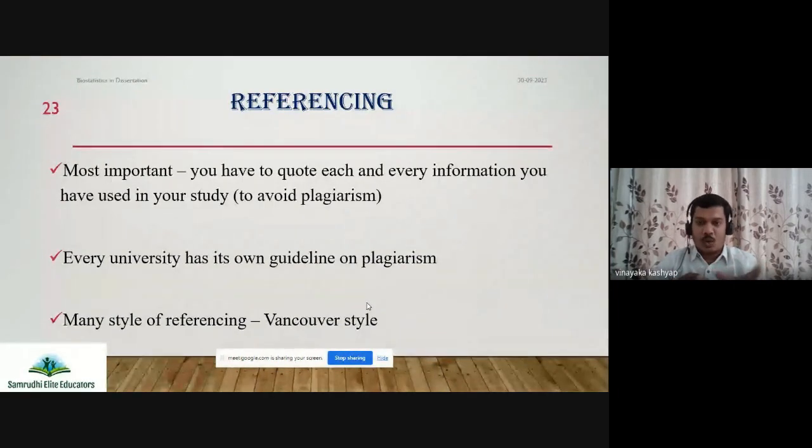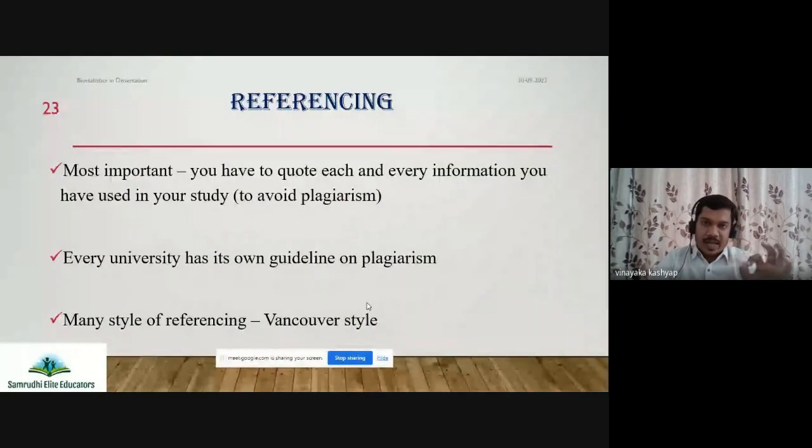Usually 10% is allowed or 15% is allowed, like this. But usually the maximum limit is 15% as far as I know. And if the plagiarism is less, then the quality of your study is more. So that is the reason why you're supposed to quote each and every particular piece of information that you've collected. And most of the time in our dissertation, the common style of referencing is Vancouver.